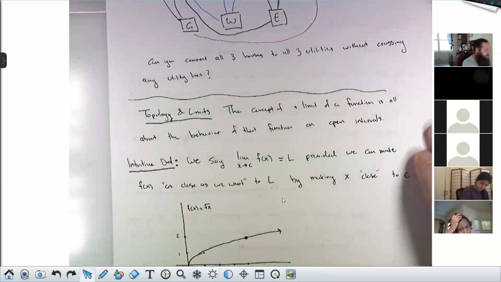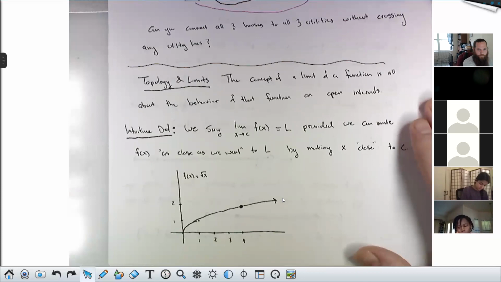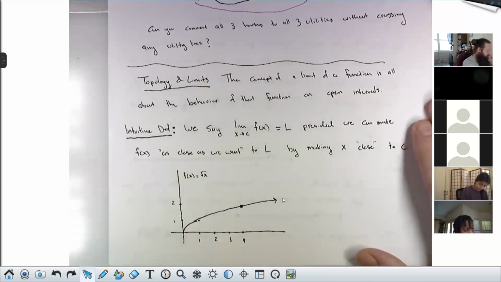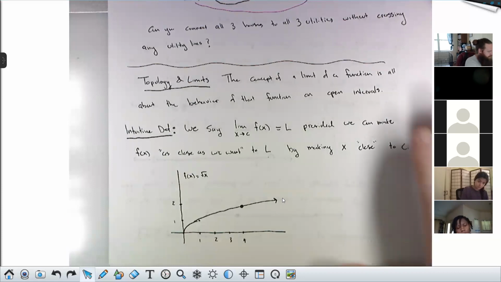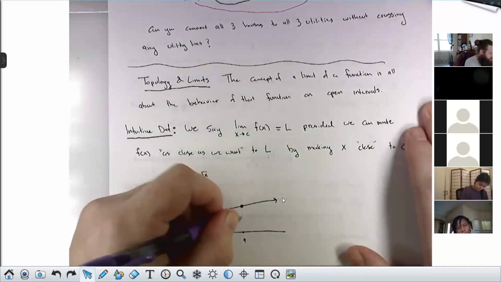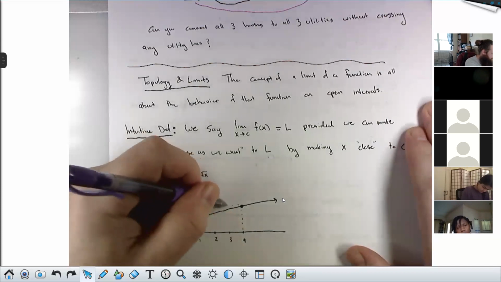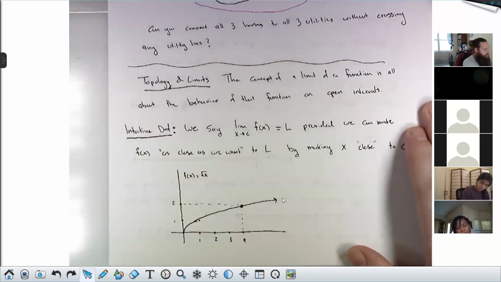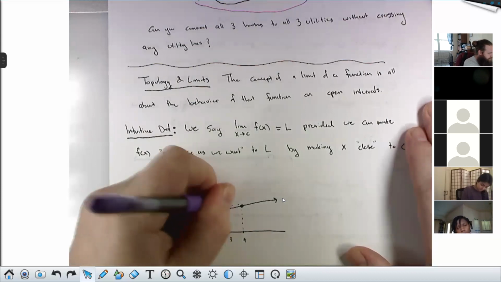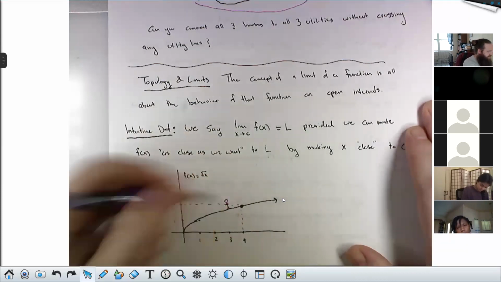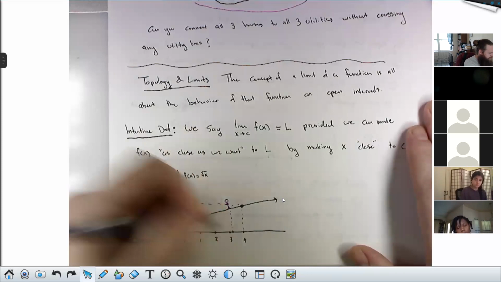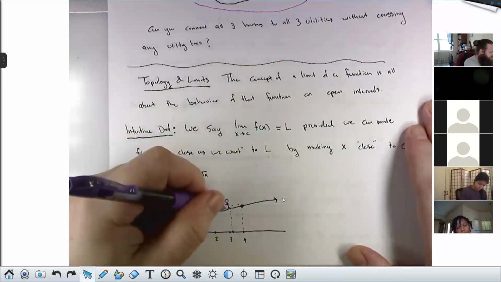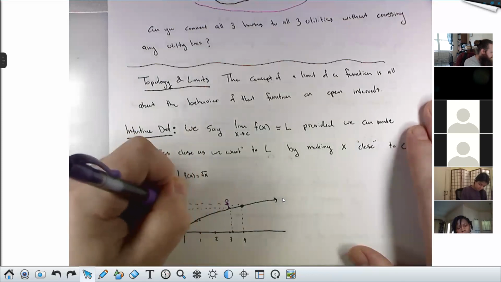All right, and I'm going to pay close attention to the point here, 4, 2. I think we would agree. So here's the way I describe it to my non-honor students. I have a little guy walking along the graph, and his x value is going to get closer and closer to 4. Does his y value get closer and closer to 2 as he does that?